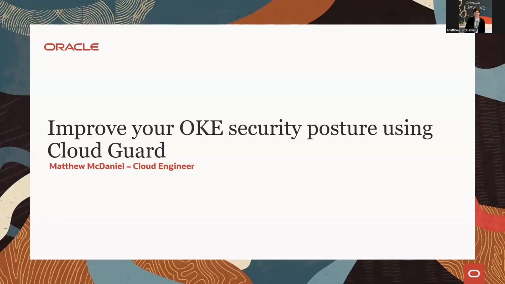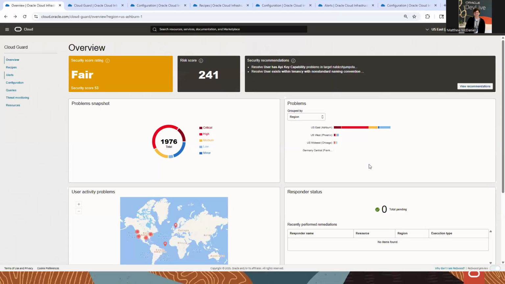Hello. Today I'd like to tell you how you can improve your OKE security posture using Oracle CloudGuard. So first of all, what is CloudGuard? CloudGuard is a service built within OCI, which allows you to monitor the configuration of OCI resources to ensure that they are configured in a secure manner.